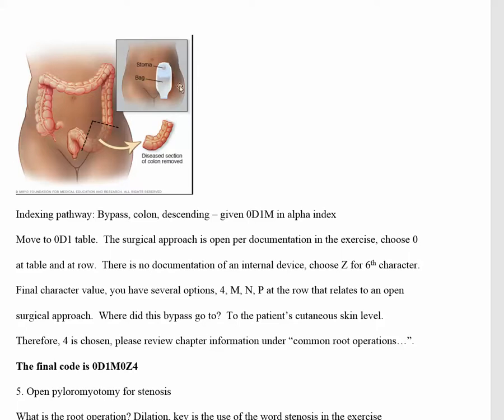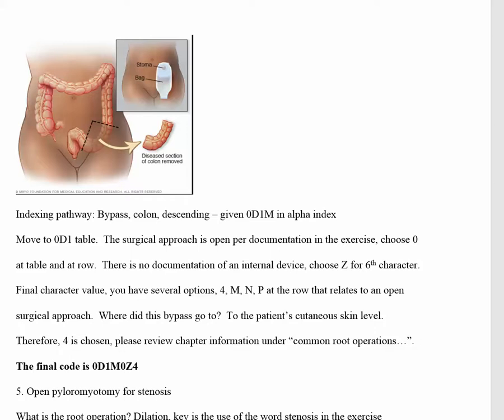The stoma and all of that is actually outside of the patient's body. The stoma is going to be on the skin side, and the bag is going to hang outside of the patient's body. So there's no device left inside the patient. And then the final character value for this particular row, you do have 4 options. And again, we're going to code this to where the bypass went to. It went to the patient's cutaneous skin level. The bypass goes from this level here to the outside of the patient's skin. So therefore, the final character value you choose is 4, which represents cutaneous.